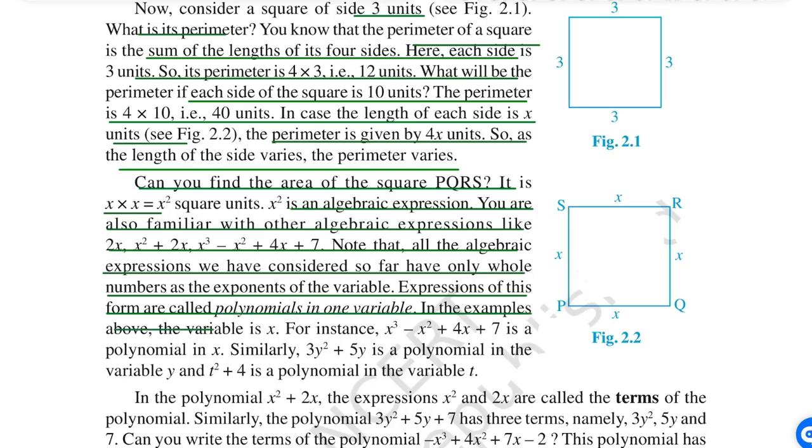In the examples above, the variable is x. For instance, x³ − x² + 4x + 7 is a polynomial in x. Similarly, 3y² + 5y is a polynomial in the variable y, and t² + 4 is a polynomial in the variable t.